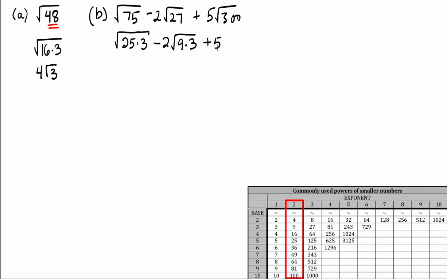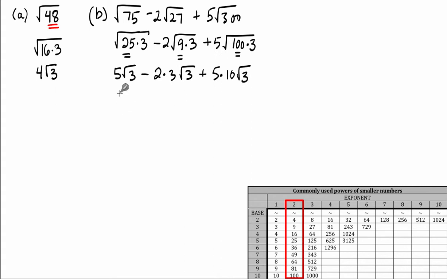And finally, 100 divides evenly into 300 three times. Now, each of these perfect squares can be taken outside of the radical. The square root of 25 is 5, so 5 root 3, minus 2 times the square root of 9 is 3, root 3. The remaining non-square term stays inside the radical, plus 5 times square root of 100 is 10, 10 root 3.